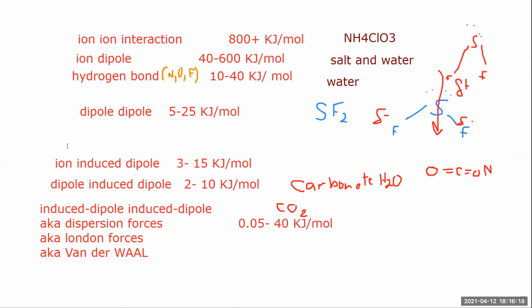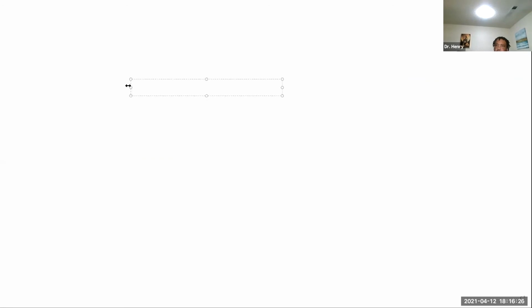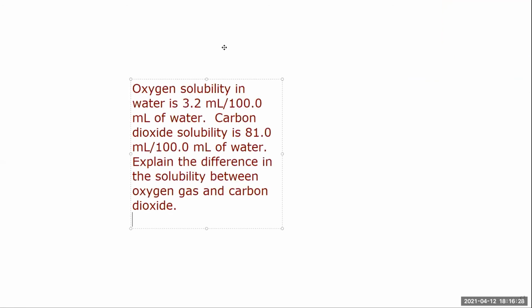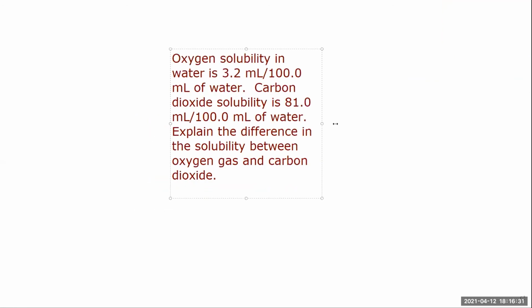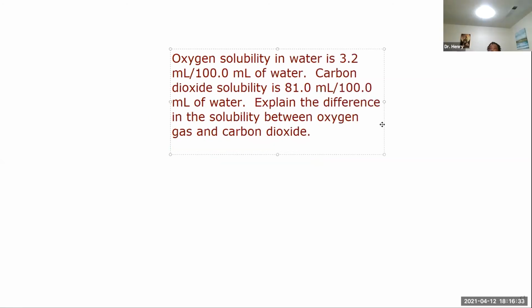Yes. Good. Okay, so now that you've got that down, let's see if you can use the knowledge. Here's your question. Oxygen solubility in water is 3.2 milliliters per 100 milliliters of water. Carbon dioxide solubility in water is 81.0 milliliters in 100 milliliters of water. Explain the difference in solubility between oxygen gas and carbon dioxide.